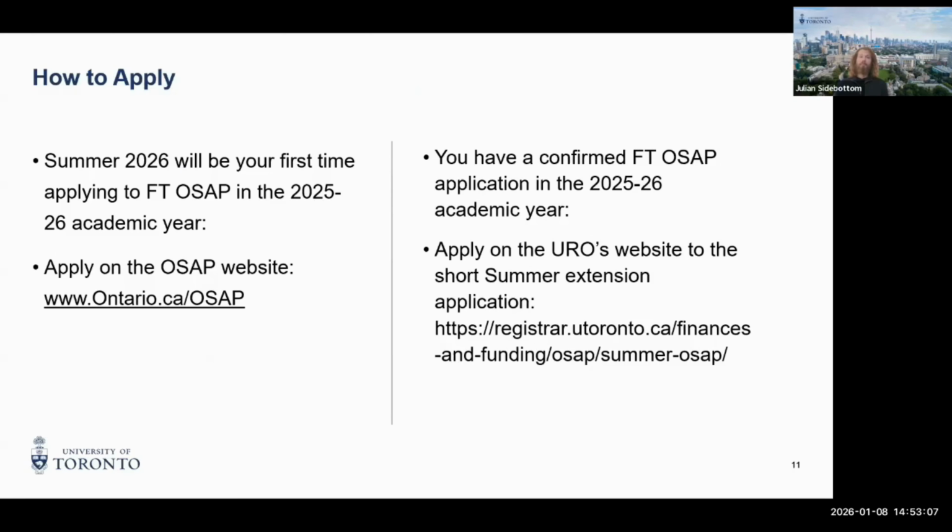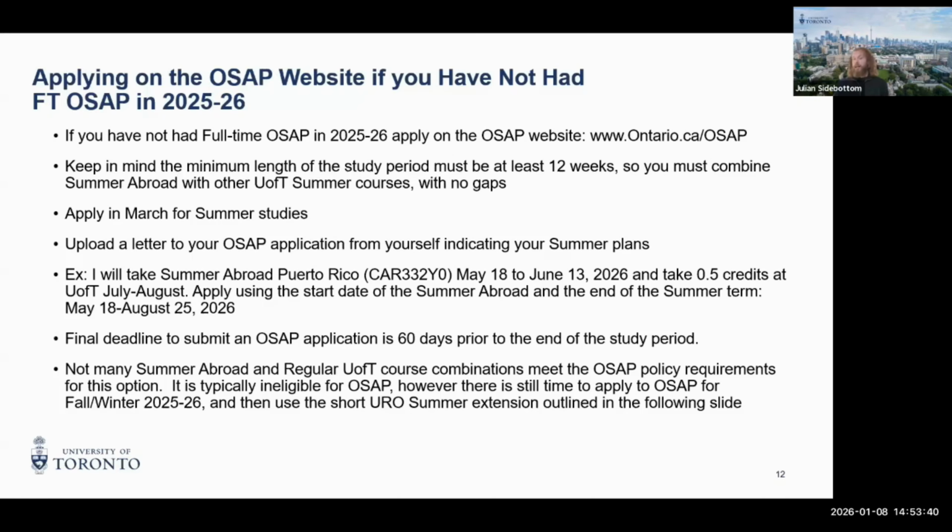So how do you apply? If summer 2026 will be the first time applying for OSAP in this particular academic year, then you would apply on the OSAP website, ontario.ca/OSAP. If you have a confirmed full-time OSAP application in the 2025 or 2026 academic year, then you would apply on a short extension application we make available on our website, on the University Registrar's website. That begins in March. So the first option is if you're applying directly on the OSAP website, if you haven't had OSAP before.